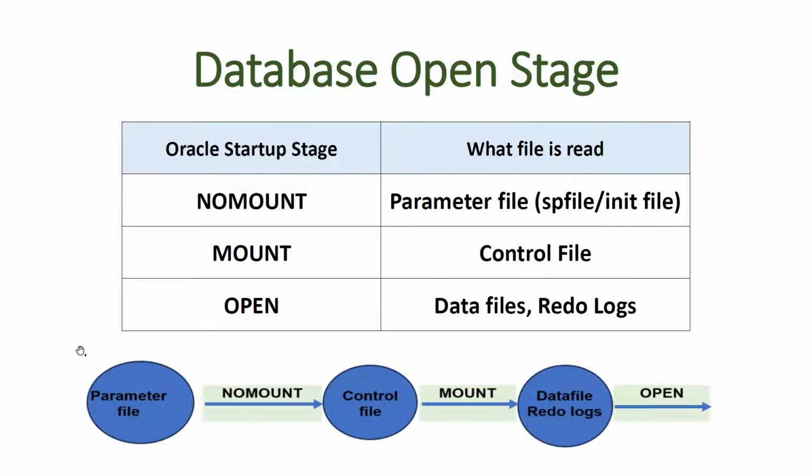Now remember one thing: if the parameter file is not there, it will not go into the nomount state. So you need to have this particular file. You cannot skip it. You cannot say you don't have the parameter file but you have the control file, so let's go to the mount mode. That's not possible. It has to go in this particular sequence. You need the parameter file to go to nomount, the control file to go to mount, and the data files and logs to open the database.